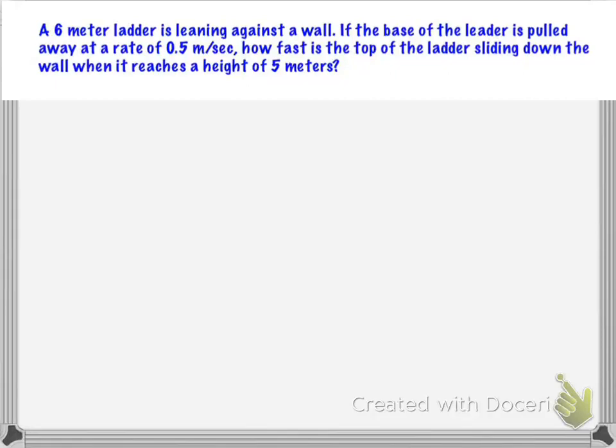A 6-meter ladder is leaning against a wall. If the base of the ladder is pulled away at a rate of 0.5 meters per second, how fast is the top of the ladder sliding down the wall when it reaches a height of 5 meters?